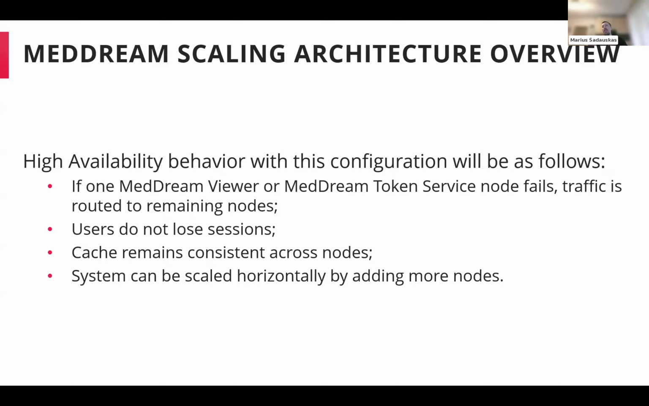So especially if you run on the cloud, you can have scaling rules set by the usage of CPU, by usage of memory. If the CPU is higher than X% for, I don't know, 5 or 10 minutes, scale to 5 MedDream instances. If it goes down, then scale to 2 MedDream instances, and so on.